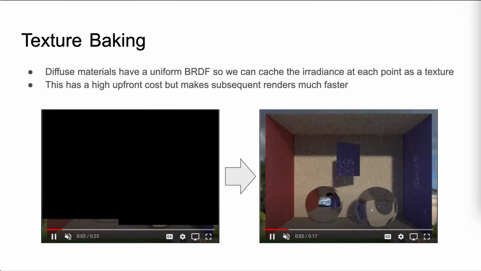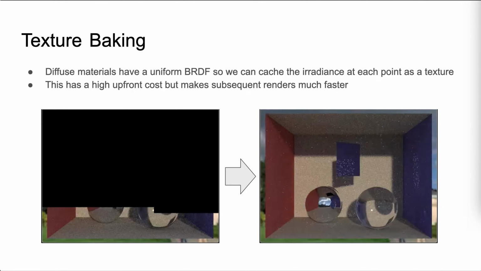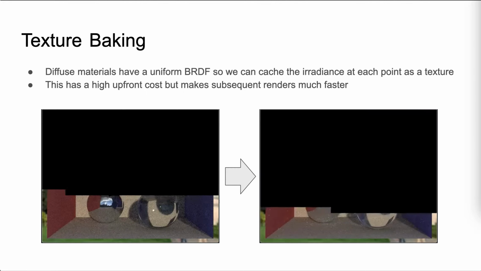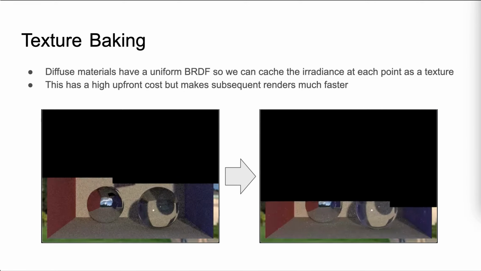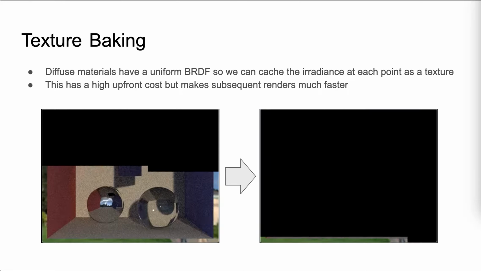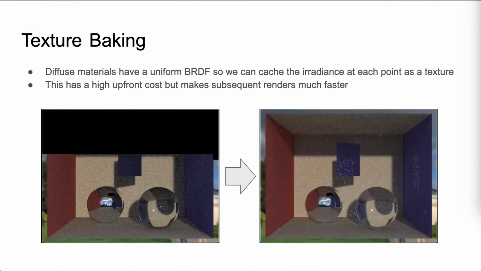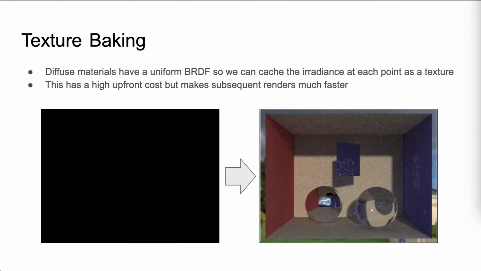So the first optimization we've done is texture baking, which basically saves the irradiance at every point on a diffused surface so that we can just sample that later instead of having to ray trace again. It's basically a pre-processing step that makes all future renders much, much faster.